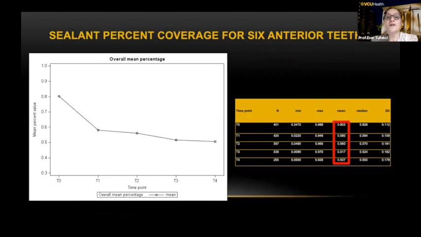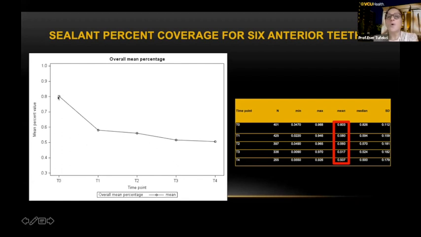Here are the results of our study. We did the study only on the maxillary 3-3, canine to canine, and the graph and the table are represented here. I think it's easier to follow on the graph.